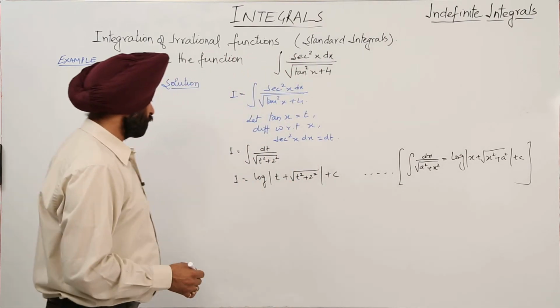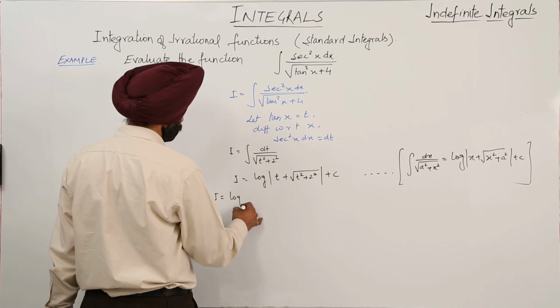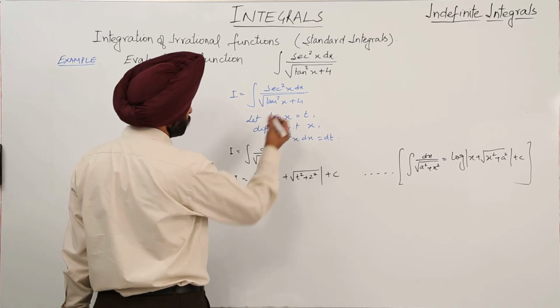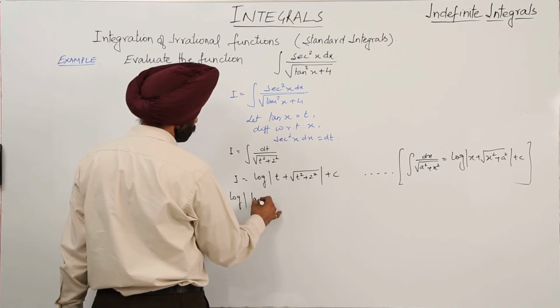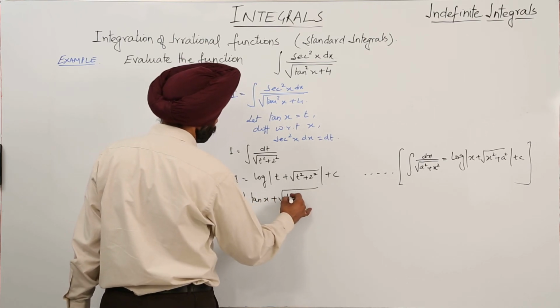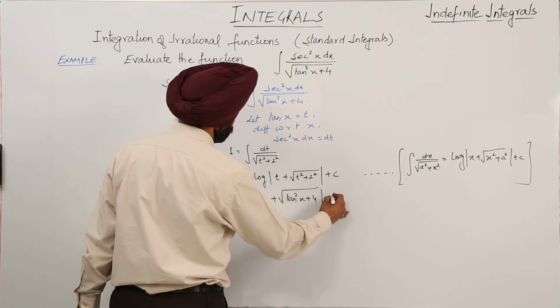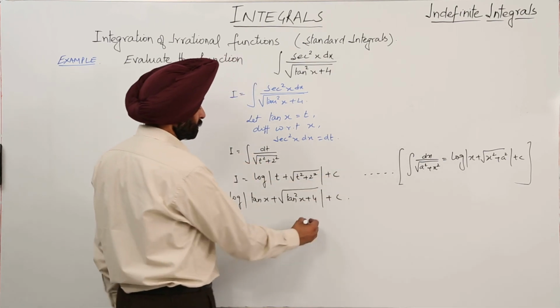Okay. So now what is the final answer? We have log mod of tan x plus square root of tan square x plus 4, plus c, and this is the answer.